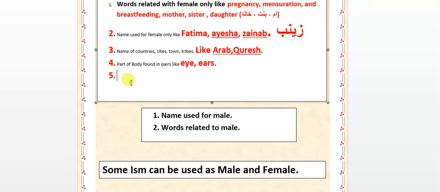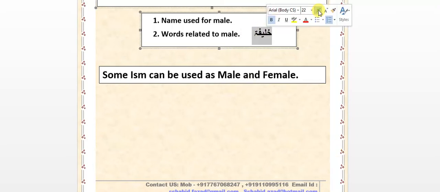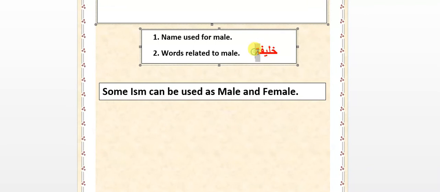For example, let me write here Khalifa. Khalifa means leader, and according to Islam, a leader can only be a man. So the word Khalifa is specialized for males and is only used for males. Even so, Khalifa has a round-shaped ta on it, which is one of the signs of muannas. So this means the word looks muannas, but we can't say it is muannas here.